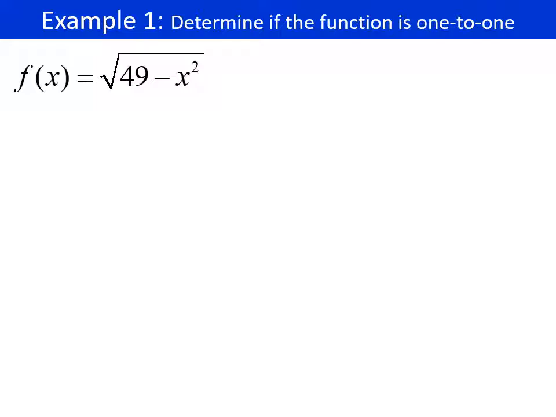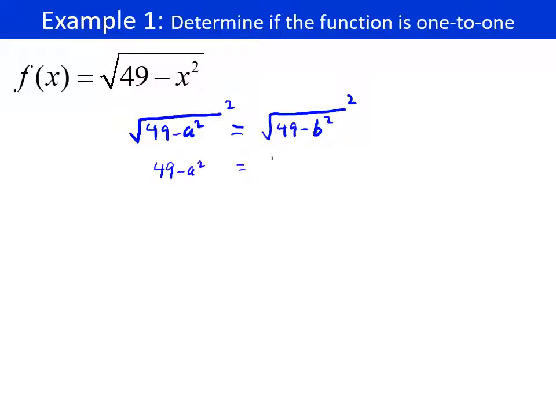And now f of a would be the square root of 49 minus a squared, and f of b would be the square root of 49 minus b squared. So if we set those equal to each other, do we come out with a equals b? If we square both sides, the square roots will disappear and we'll have 49 minus a squared and 49 minus b squared. If we subtract 49 from both sides, we'll have a negative a squared and a negative b squared.